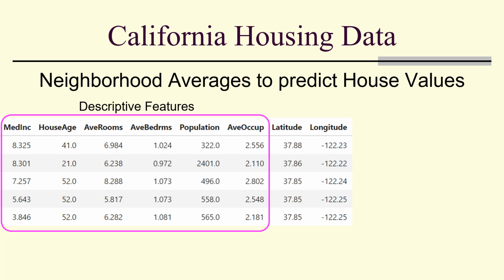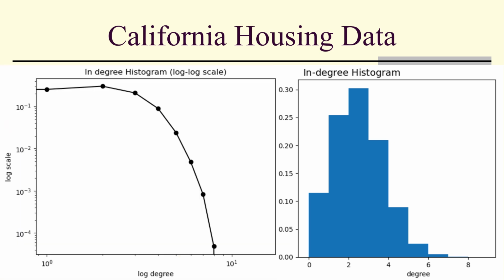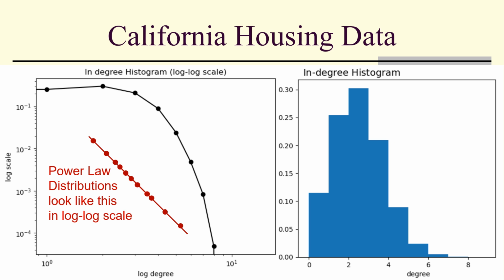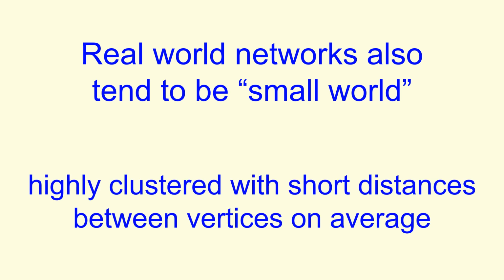If we look at the descriptive features instead of latitude and longitude, so this is non-spatial data, then our in-degree histogram, once again, is not a power law distribution. And here you can see, definitely not a power law distribution. Power law distributions look like that in log-log scale. So real-world networks also tend to be small world, highly clustered with short distances between vertices on average.